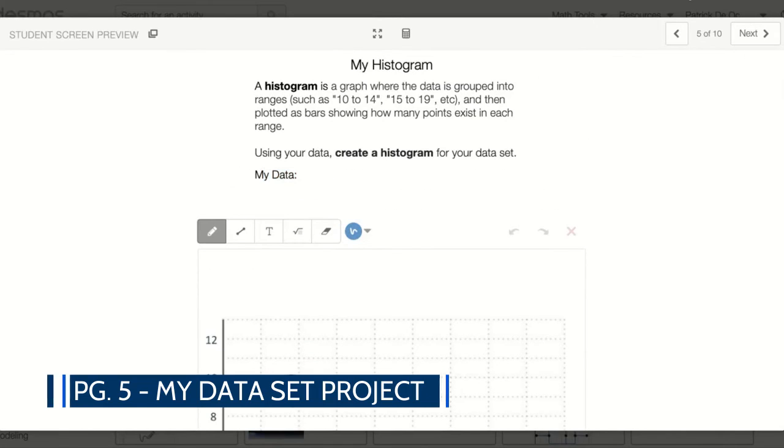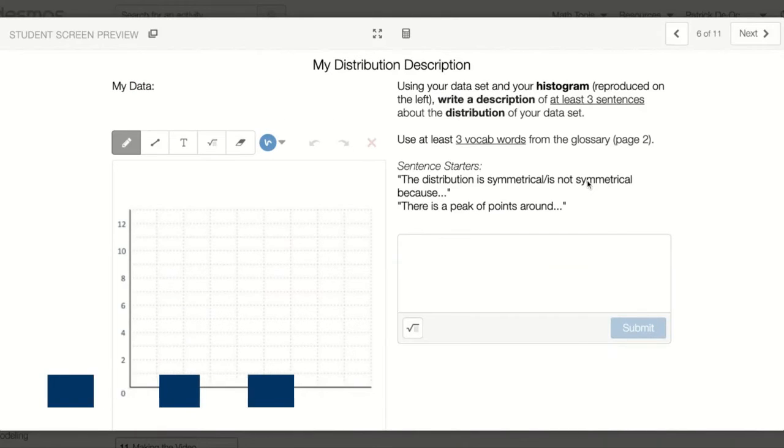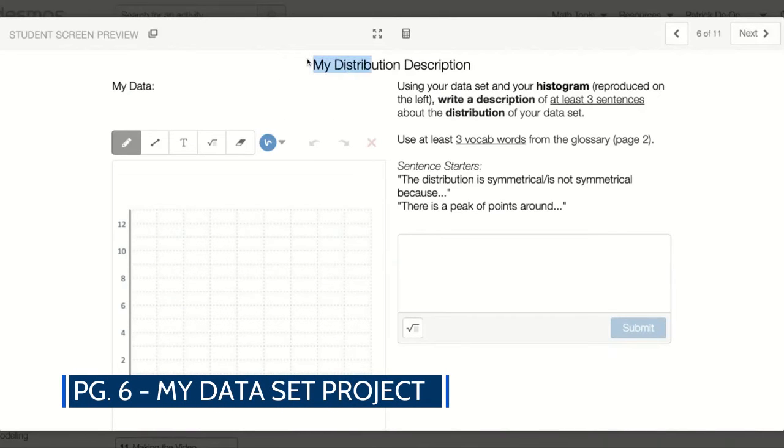That's page 5. Page 6. The title is My Distribution Description. On the left side, your data will be here. And on the bottom left is, I believe, your histogram. Yes, your histogram.